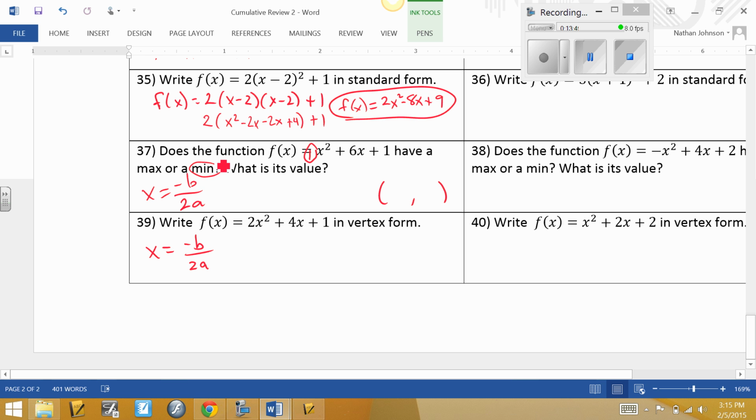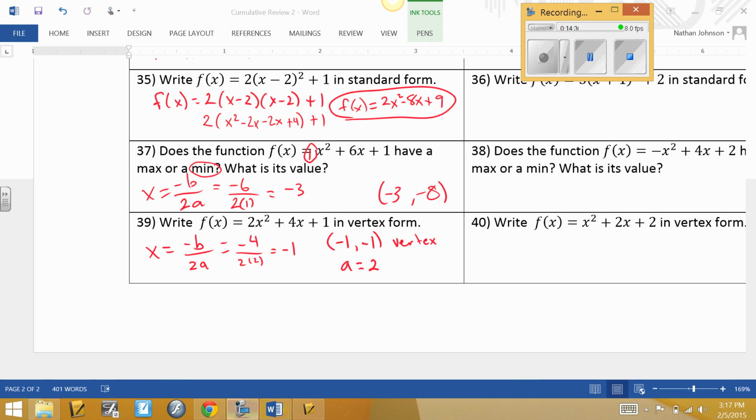And we find its value by finding our vertex. So I've got a 6 right here. I put that in the place of b. And in the place of a, I put a 1. -6 divided by 2, it's a -3. So that's my x coordinate. To get the value of the minimum, I need to plug -3 back in for x. So -3 squared is 9. 6 times -3 is a -18. So 9 minus 18 is a -9. Plus 1 is a -8. So the value of the minimum is a -8 that occurs when x equals -3.